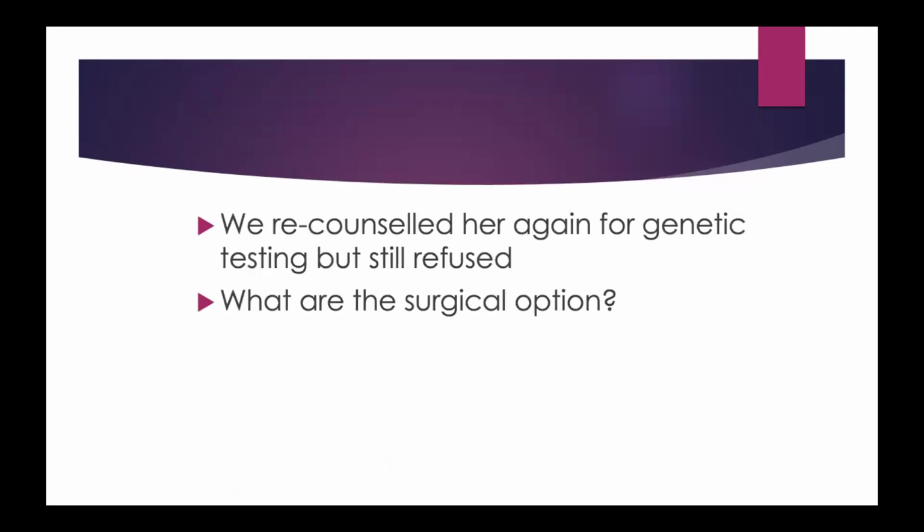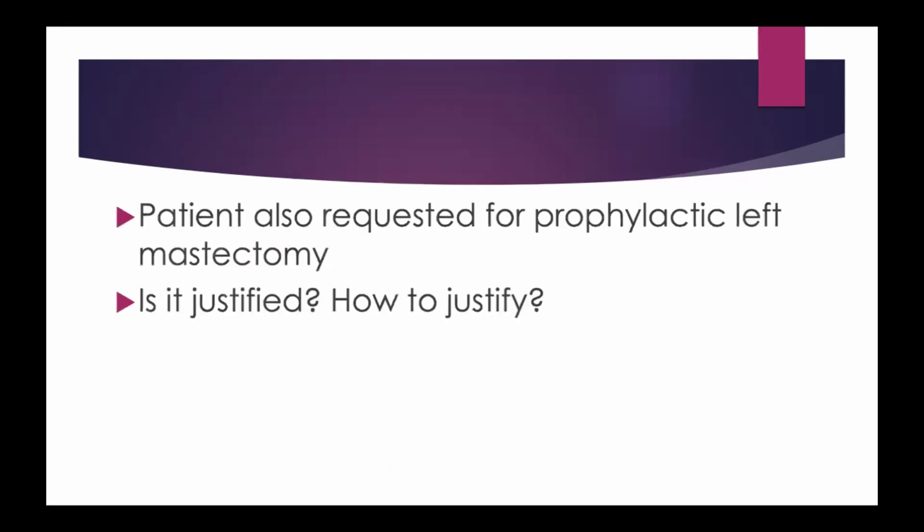So the patient still refused. Okay, back to the surgical option just now, like Mr. Rafiz asked. So those are the things that are in our mind: BCS, mastectomy and SLNB, or mastectomy with immediate reconstruction. For this patient, she actually requested for a prophylactic contralateral mastectomy, even though she was not proven to be genetically positive. So I want to ask whether it is justified. And if yes, how do we justify? Anybody wants to answer that?